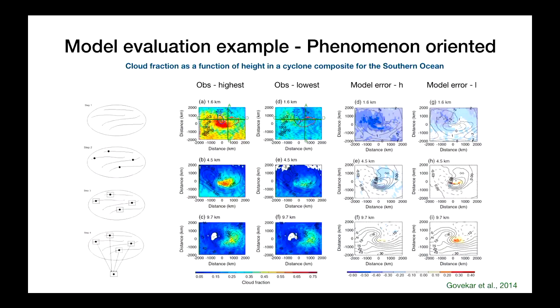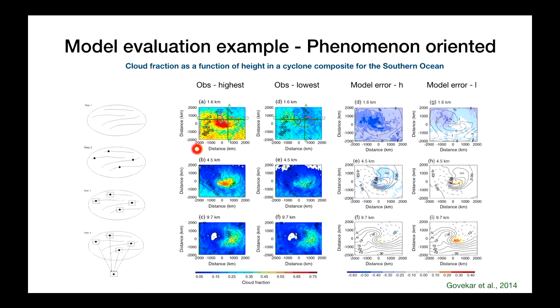When I mentioned phenomenon-oriented model evaluation, here's an example from a student of mine, Pallavi Govekar. I think she's still at the Bureau right now, where we wanted to know how well models simulate the three-dimensional structure of clouds around an extratropical cyclone. So you have the tracks of the cyclones, you find the cyclone centers, you make a box around those cyclone centers, and then you make a composite where this box gets overlaid. Every cyclone gets overlaid with every other cyclone.